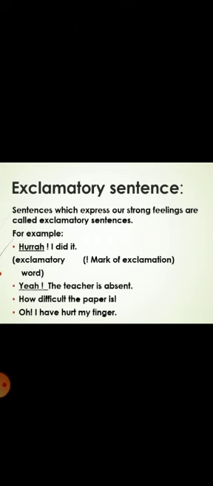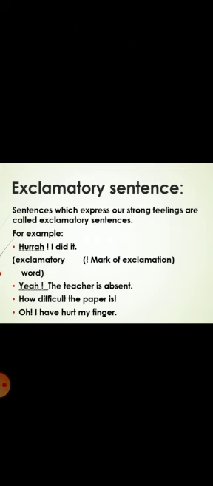This does not mean that it is a kind of question that is beginning with how. Here, how is used as an adverb that is modifying the adjective difficult, conveying the message that the paper is or was very difficult. If you say how hot the day is, it means that the day was very hot. Then there is another example.